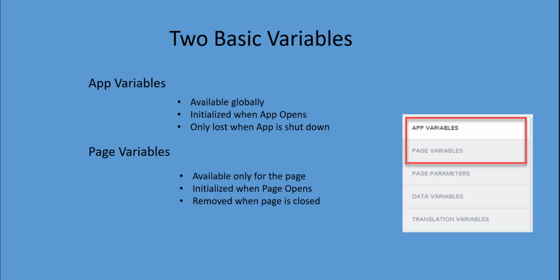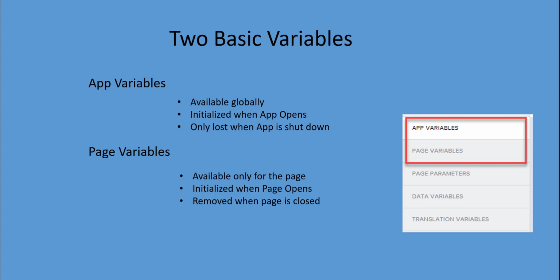They are very much alike from a lot of points, but where they differ is that, as the name says, the app variables are available for the entire application, so no matter how many pages we have, that particular variable can be read. The variable is initialized, so if we put an initialized value on it, it will be initialized when the app opens, and we will have that available to us until the app is actually closing down. So logically enough, the page variable, the same concept, is available for the page, is initialized when the page is opening, and it is again removed or lost when we are closing the page.